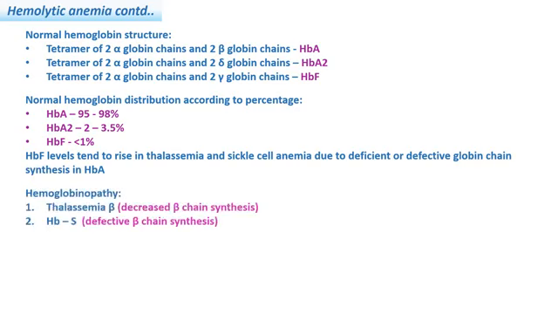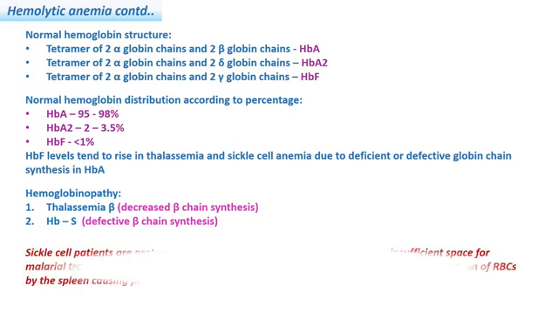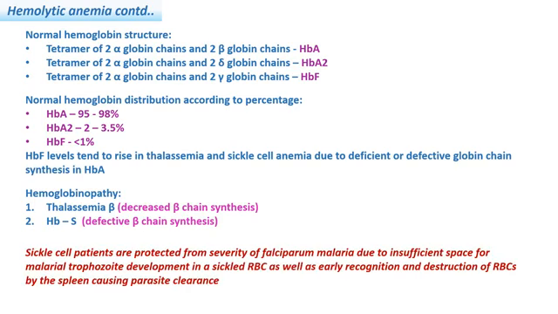Hemoglobinopathy is the thalassemia beta, decreased beta chain synthesis, and hemoglobin S, defective beta chain synthesis. Sickle cell patients are protected from severity of the falciparum malaria due to insufficient space for the malarial trophozoite development in the sickled RBC, as well as early recognition and destruction of the RBC by the spleen, causing parasite clearance.